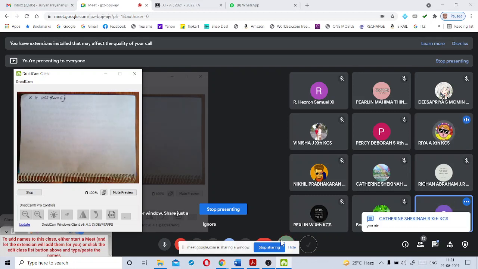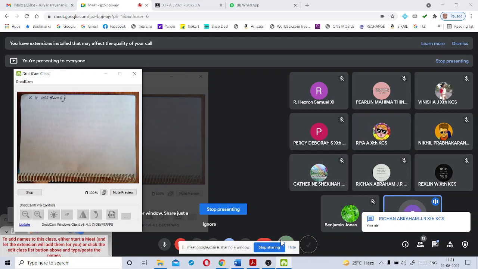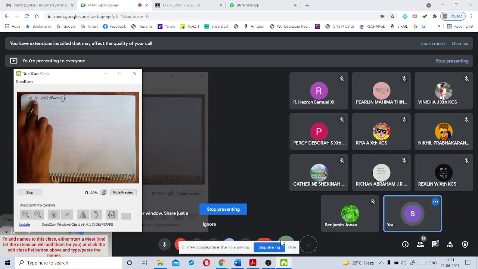Now come to question number 4. Will you try question number 4, my dear children? They are finite sets. Both A and B are finite sets. So write the two sets in roster form and then find the union of the two sets. Don't follow this method.